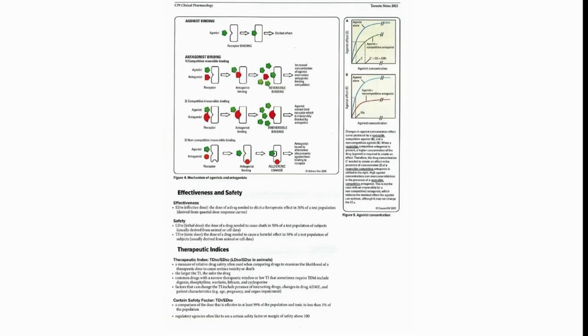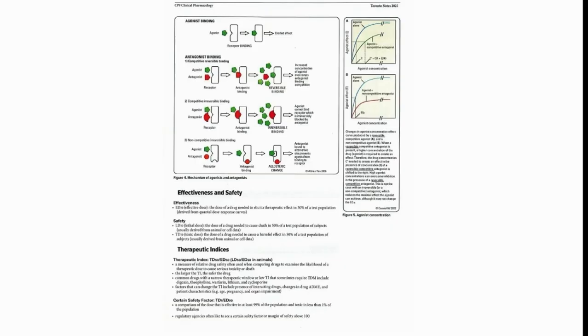The sequence is straightforward. The agonist binds to the receptor, undergoes activation, and this activation produces the desired physiological or pharmacological effect. Examples include salbutamol, which stimulates beta-2 receptors to produce bronchodilation; morphine, activating opiate receptors to relieve pain; and insulin, binding insulin receptors to lower blood glucose. Remember, agonists have both affinity and efficacy. They bind to receptors and activate them.